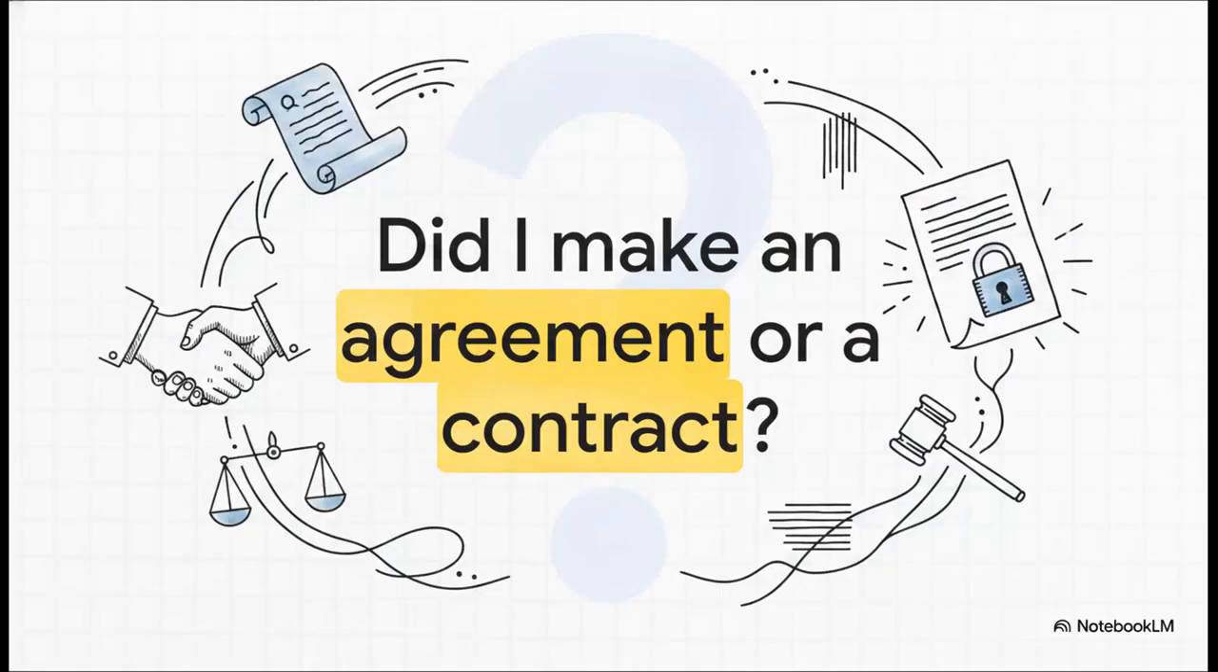So we've completely decoded the formula today. You now know exactly what it takes to turn a simple promise into a binding legal document under the Indian Contract Act of 1872. Next time you shake hands on a deal or promise to exchange something with a friend, I want you to stop and ask yourself, did I just make an agreement or did I actually create a legally enforceable contract? Because knowing the difference, it changes the whole game.